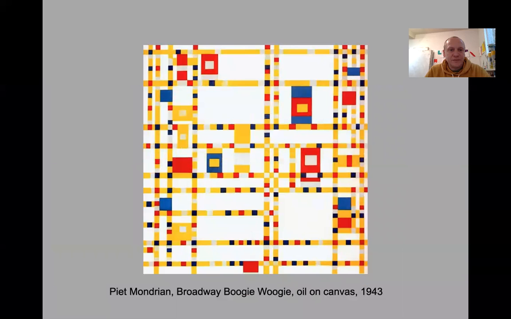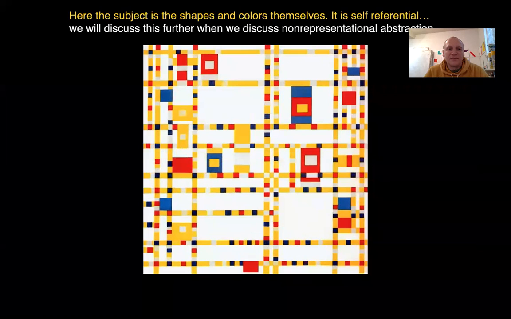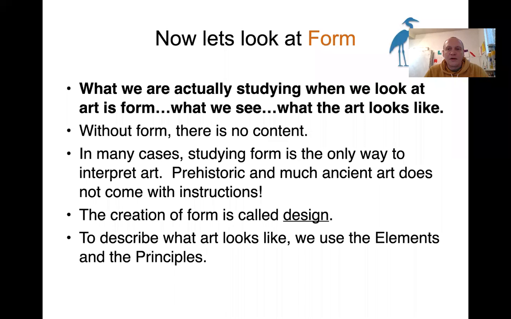So I know I keep bringing this back up, that some works have content that's not related to a story or narrative. Obviously, because I'm biased and I'm an abstract painter. So we'll look at this again later. So let's look at form. We were looking at content a bit earlier. Let's look at form. We're actually studying form when we're looking at a work of art.